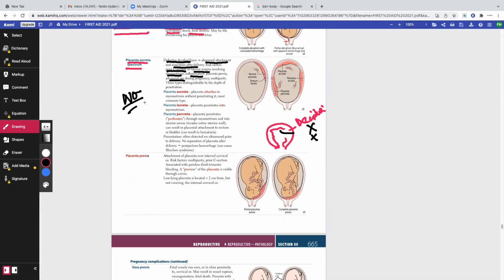is no. If there is no proper formation of the decidua, then can we expect the placenta to get attached to the myometrium very, very strongly? Yes or no? The answer is yes.